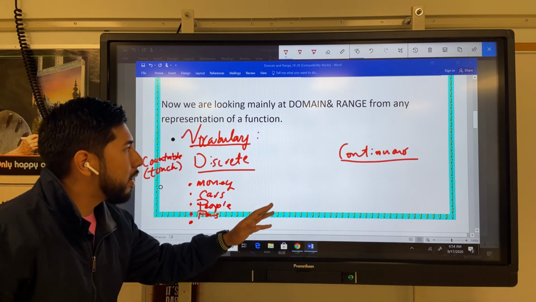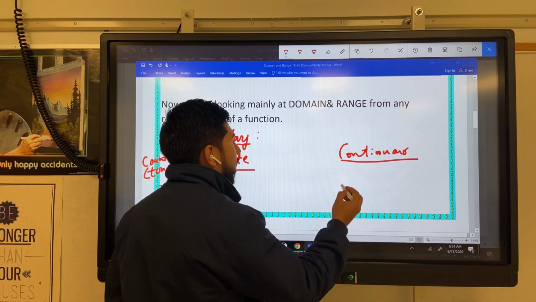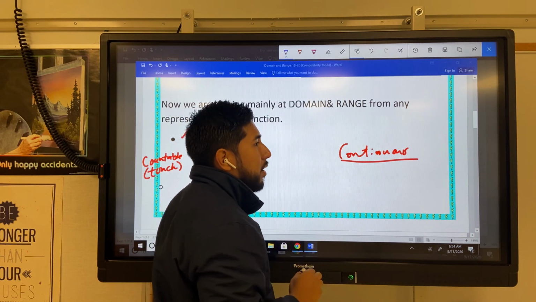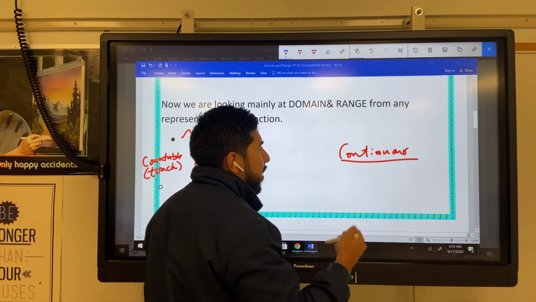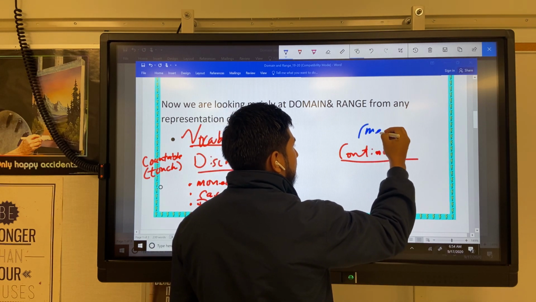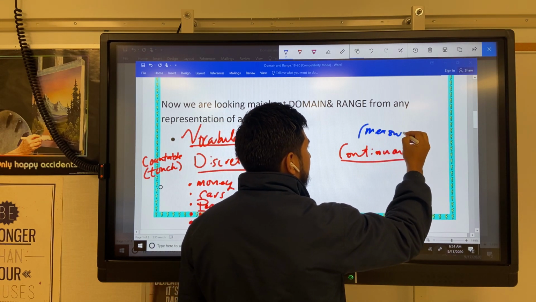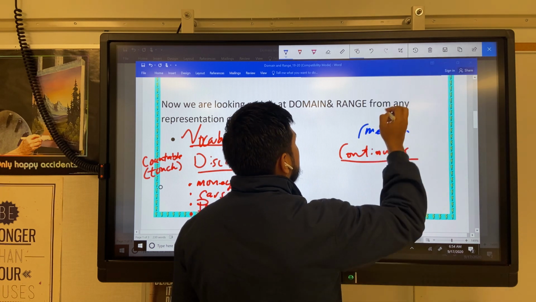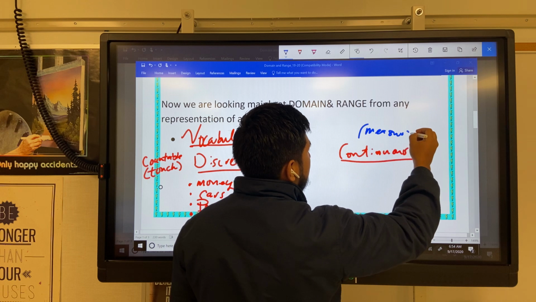That's discrete. Now, if it's continuous, this is where a lot of us get stuck because, yeah, sometimes you can count it, but it's also a form of measuring. So make sure you know the difference between measuring and counting. So some continuous examples. Oh, it's ugly handwriting. Sorry. Measuring.